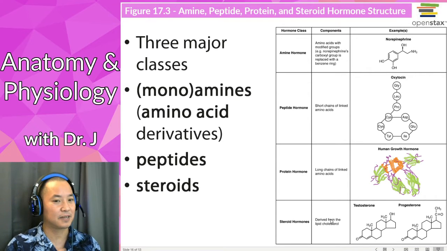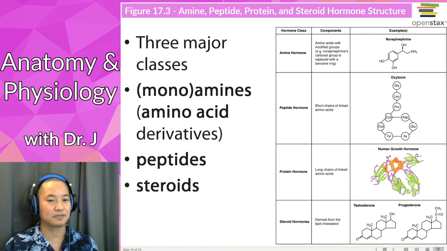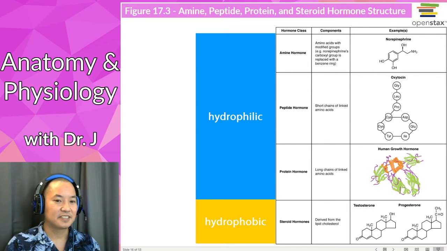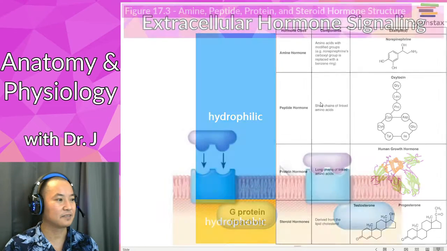Now, how does this relate to hydrophobic and hydrophilic? Well, monoamines and peptides tend to be hydrophilic. So all of these are hydrophilic, and then steroids, because they're derived from cholesterol, which is a lipid, a fat, tend to be hydrophobic. So how does that affect things?